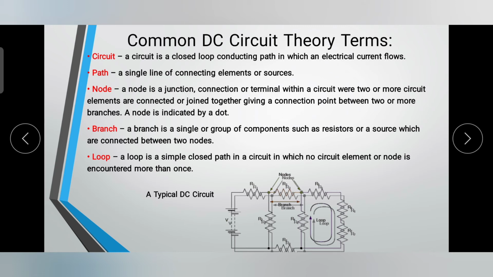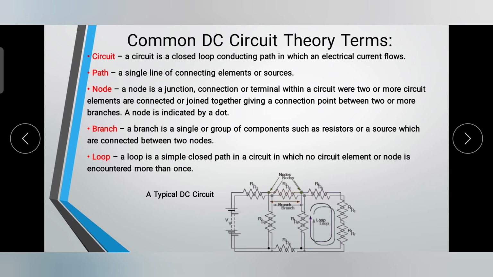Common DC circuit terms. The first one is circuit. A circuit is a closed loop conducting path in which an electrical current flows. As we all know, in an open circuit there is no flow of current; the circuit is in the off condition. Next one is path, a single line of connecting elements or sources. A node is a junction, connection or terminal within a circuit where two or more circuit elements are connected. By using a node, we can add some more elements, resistors or voltage sources, into it. Here you can see what a node is.